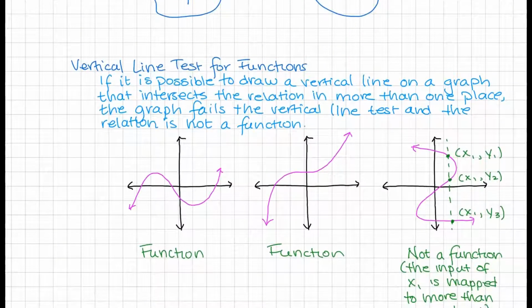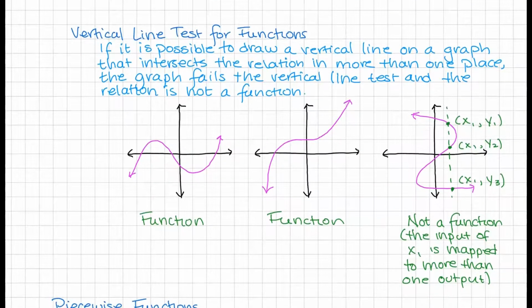Because of that, we have the vertical line test for functions. The vertical line test just says if it is possible to draw a vertical line on a graph that intersects the relation in more than one place, the graph fails the vertical line test, and the relation is not a function. So here's a graph right here, which turns out to be a function. There's no place we can draw a vertical line that's going to intersect this in more than one place. Same thing with the second graph. There is no place you can draw a vertical line that will intersect in more than one place.